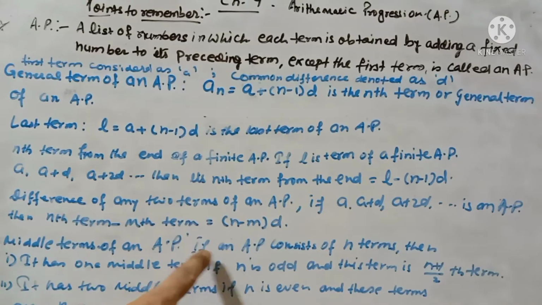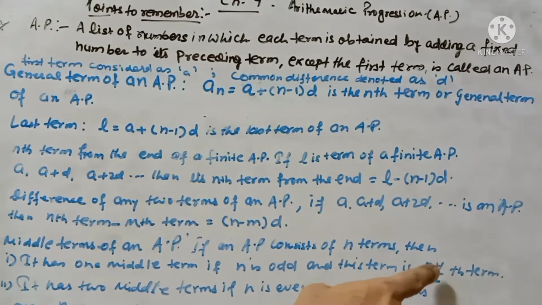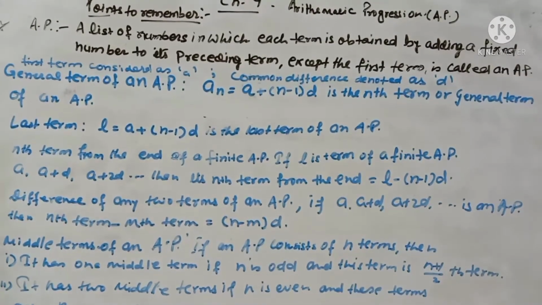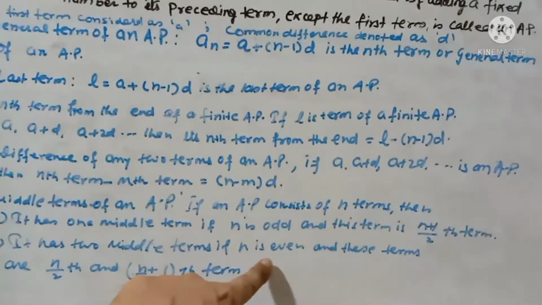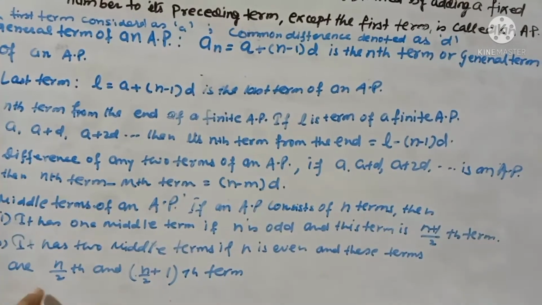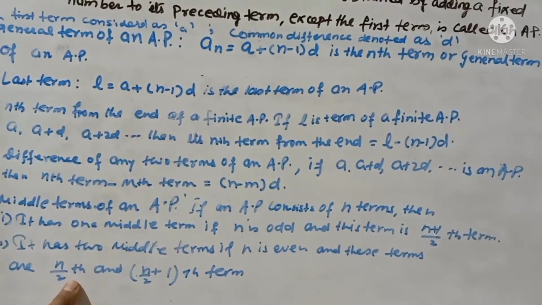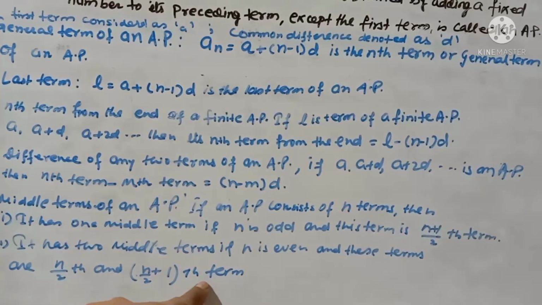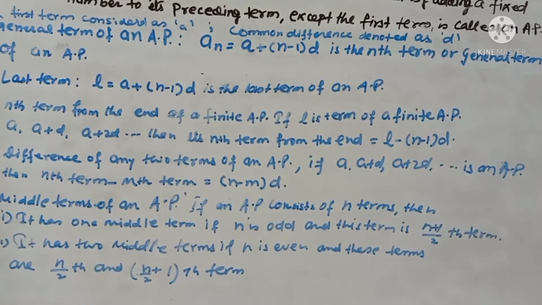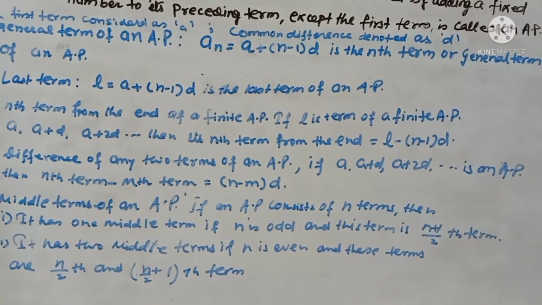Middle term of an AP. If an AP consists of n terms, then number one, it has one middle term if n is odd, and this term is the (n plus 1) by 2th term. Number two, it has two middle terms if n is even, and these terms are the n by 2th term and the (n by 2 plus 1)th term. These are the important points you have to go through.